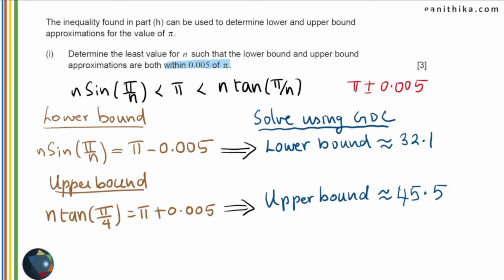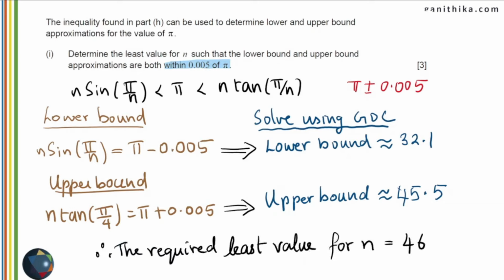Therefore, since you are asked to find the least value of n for which both the lower bound and upper bound approximations are within 0.005, since n is an integer, we can say that the required least value for n is equal to 46. So both the upper bound and lower bound will be within 0.005 for this case. Therefore, the value of n should be equal to 46. And this is the answer for question I, which is the last question of this paper.